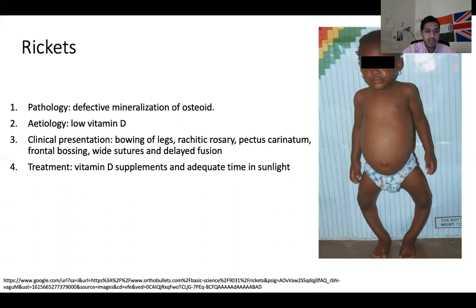The clinical presentation, as we can see in this child here, is that they tend to have bowing of the legs.